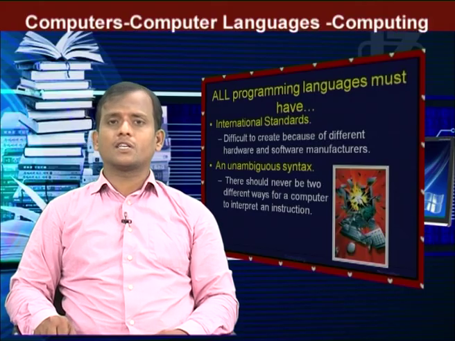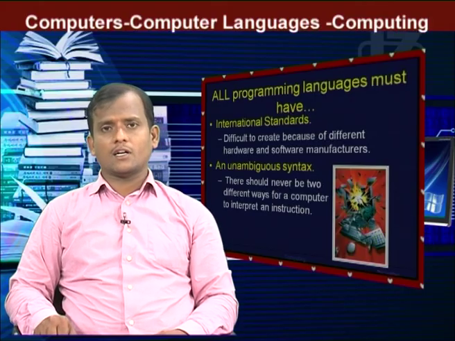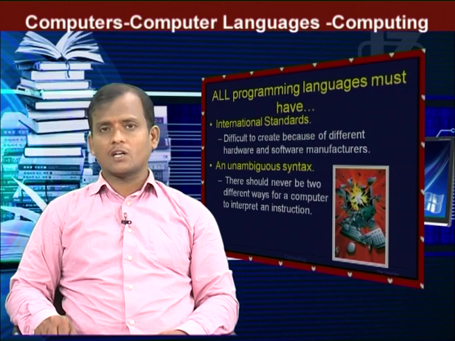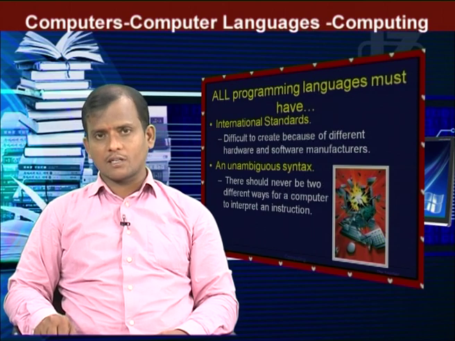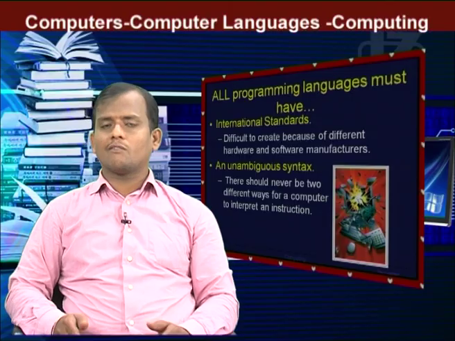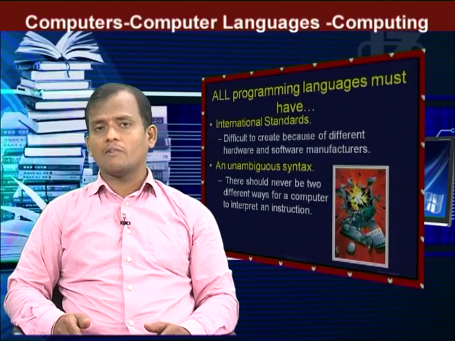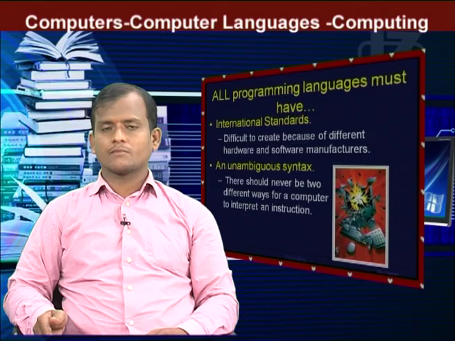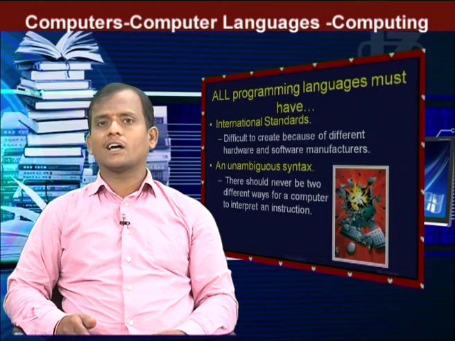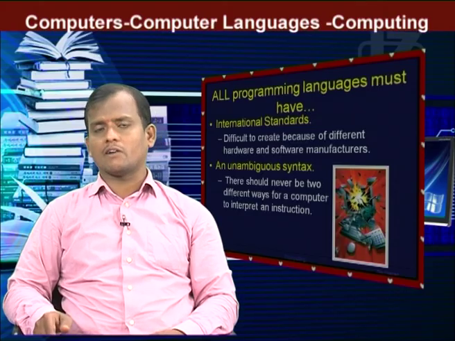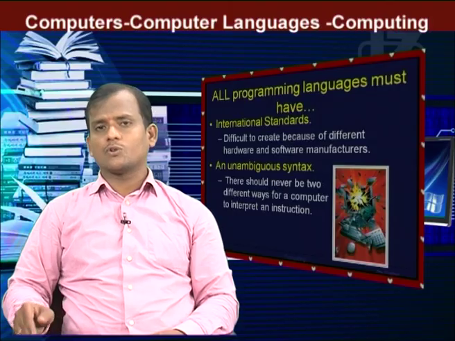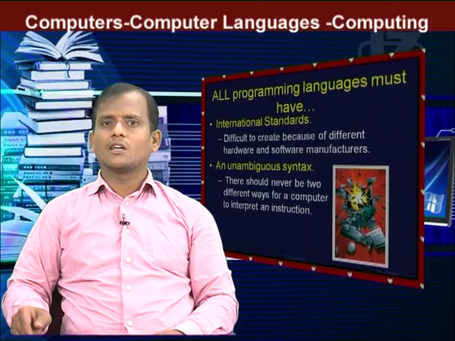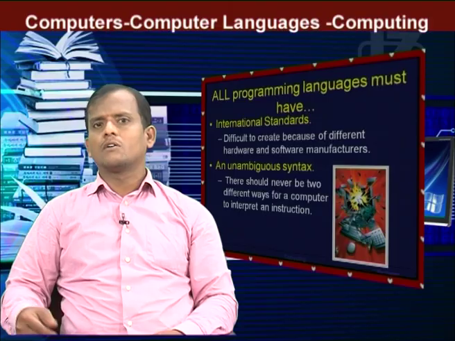We have translators, like the compiler and interpreter. The compiler will convert the high level language to machine level language, that is zeros and ones, so that the machine can understand the code and execute it.